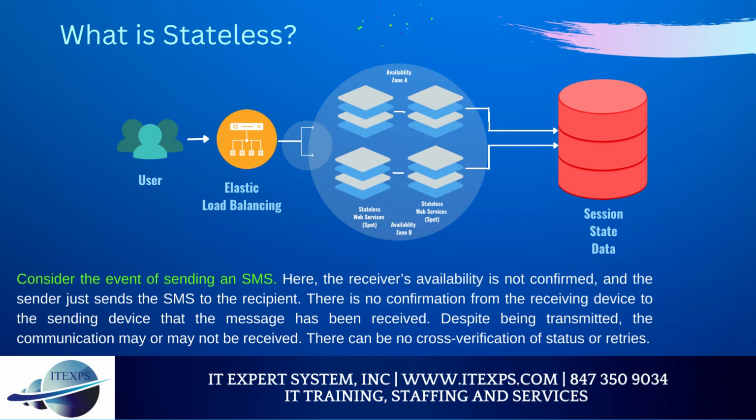Consider the event of sending an SMS. Here, the receiver availability is not confirmed, and the sender just sends the SMS to the recipient. There is no confirmation from the receiving device to the sending device that the message has been received. Despite being transmitted, the communication may or may not be received. There can be no cross-verification of status or retries.